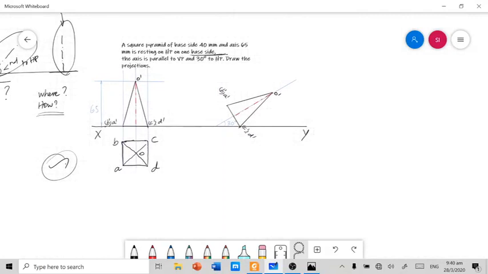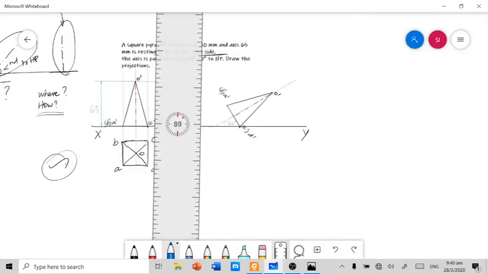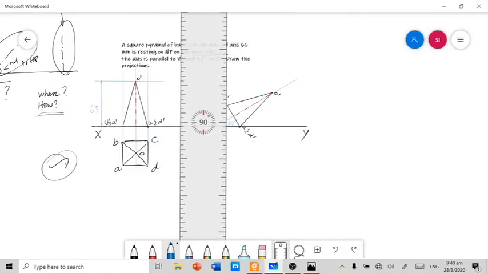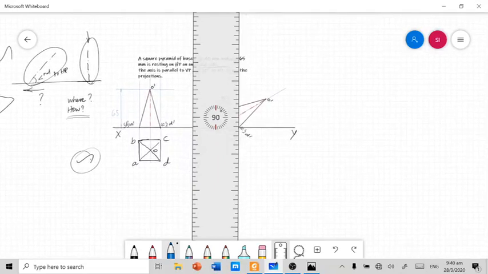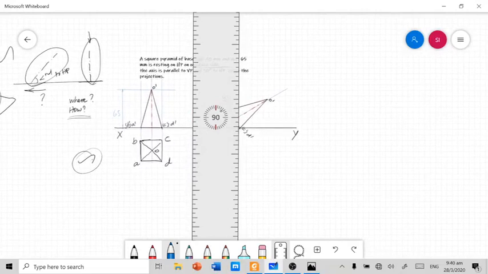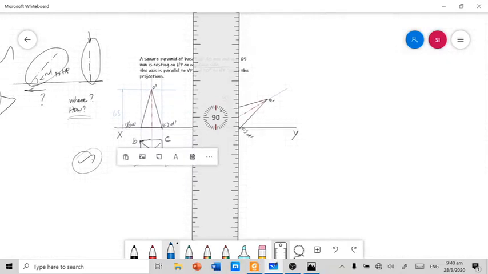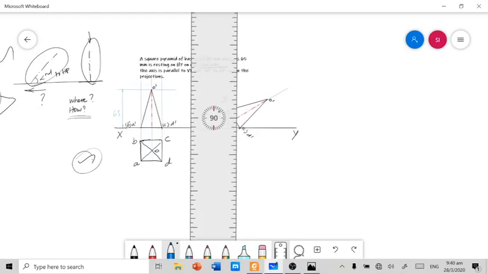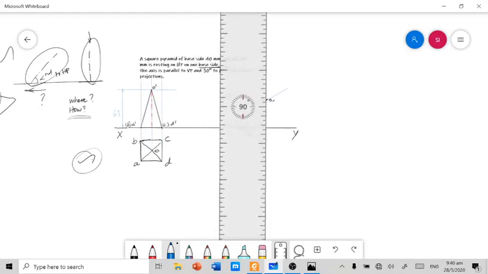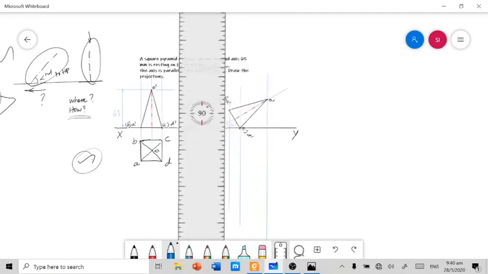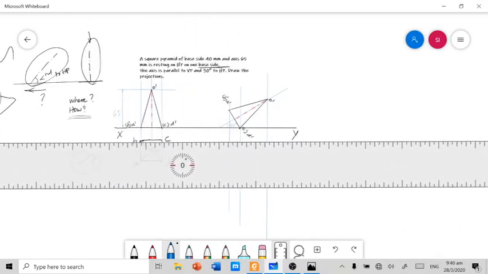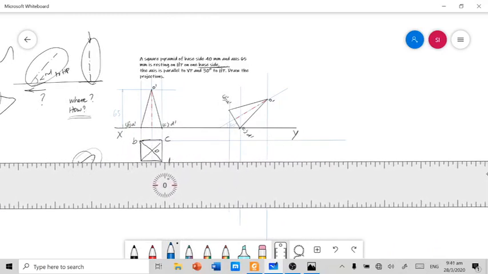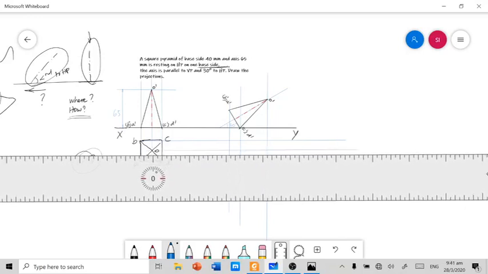And then you have to draw the projectors from the current front view towards the top view, from each and every corner of the solid, including the apex point, and then from the previous top view also, including the apex point.